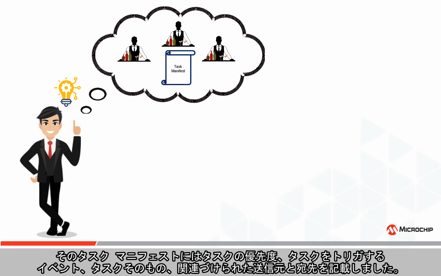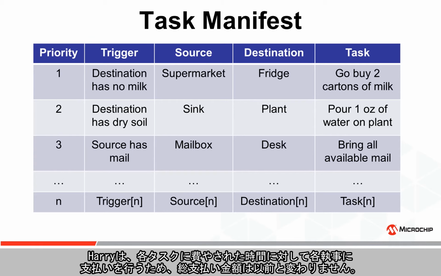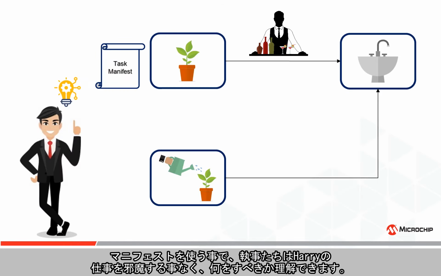The task manifest includes a priority level for a task, an event that triggers each task, and finally the task itself with an associated source and destination. Harry ends up spending a total of the same amount since he is only paying each butler for time spent on each task. The manifest allows the butler to figure out what needs to be done without interrupting Harry's work.